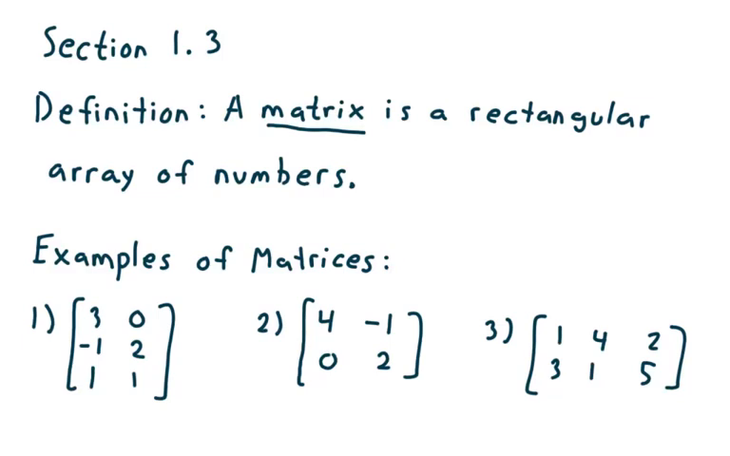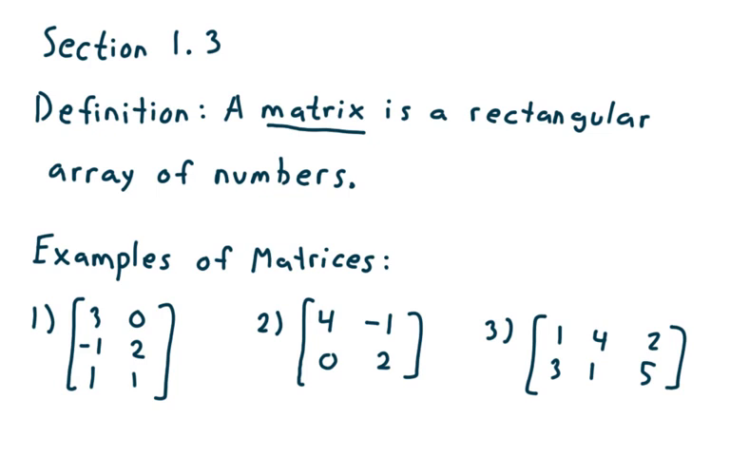This is a video from section 1.3 in a linear algebra class. Let's look at the following definition. A matrix is a rectangular array of numbers. Let's look at some examples of matrices.